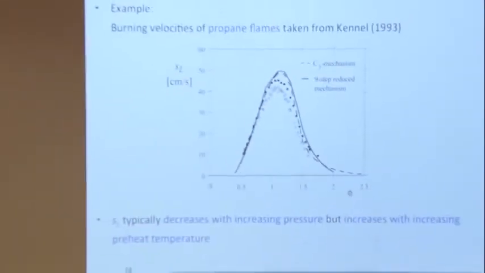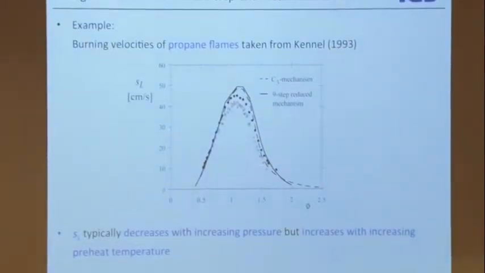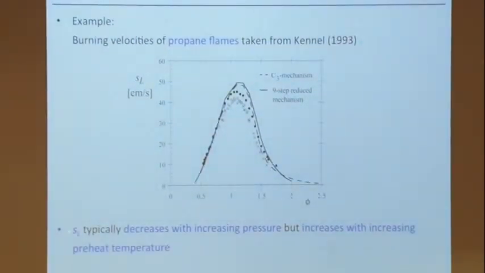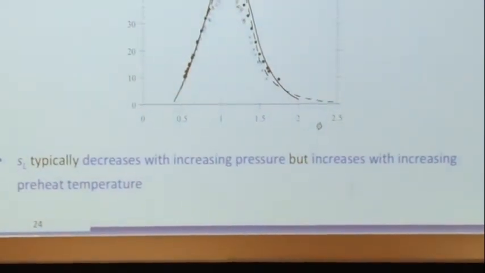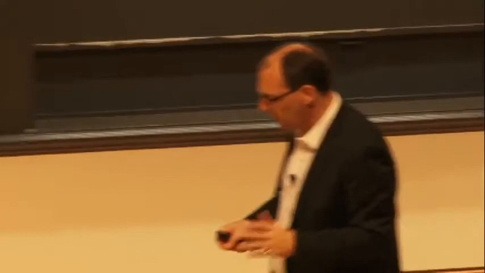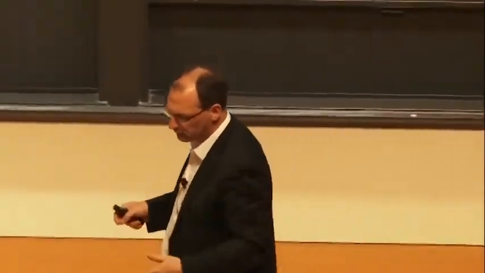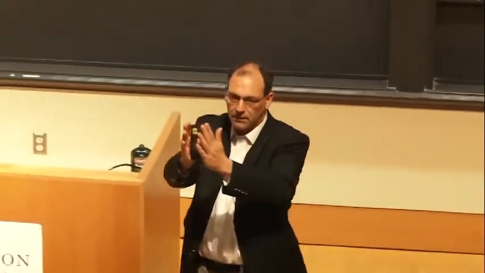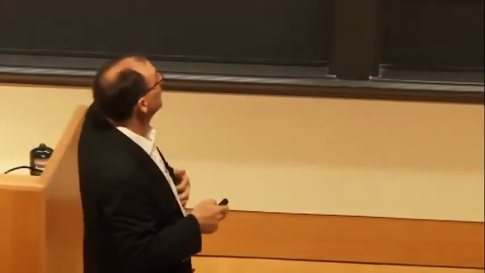Okay, there's another example here. Propane, you see you get different values, but it looks quite similar in a way. Typically, SL decreases with increasing pressure. It's very simple to imagine why, because let's say a flame burns a certain mass per time. If pressure is higher, then you have more mass in the volume, and if you burn the same mass per time, the flame is slower.